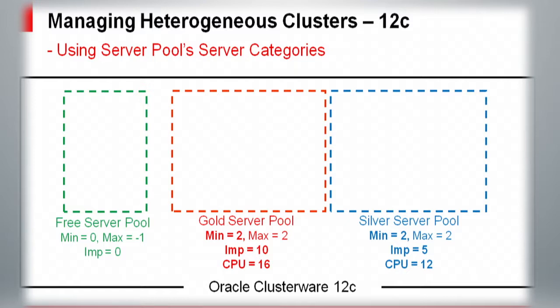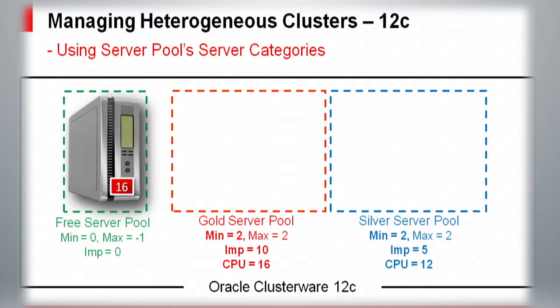So when a 12 comes along, even though I haven't met the minimum requirement for the gold pool, it will land in the silver pool. And likewise, when I finally get a gold quality server, it will now join the gold pool, and then finally my 4th one will join the silver pool. So I can actually use a number of attributes of the servers, such as memory.